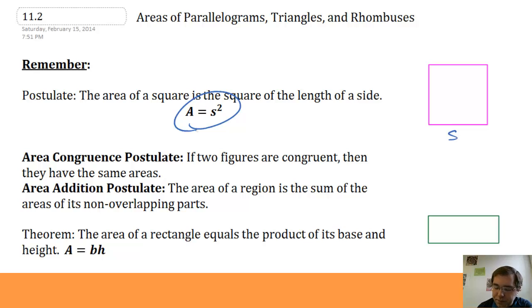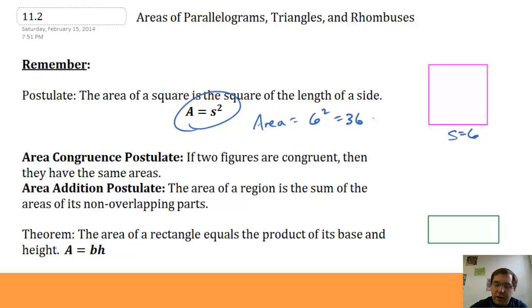So say the square has a side of length 6, the area of the square equals 6 squared, which is 36. Okay? We also had two more postulates. One that was called the area congruence postulate that says if two figures are congruent, then they have the same areas. So we have two shapes that are congruent, then those two shapes fill the same area. And then the area addition postulate, the area of a region is the sum of the areas of its non-overlapping parts. So we can add up two adjacent non-overlapping areas to get the area of the whole thing, or to get the bigger area, the area of the two combined.